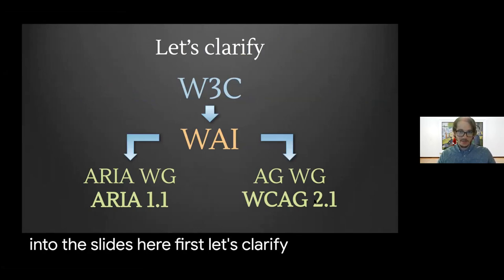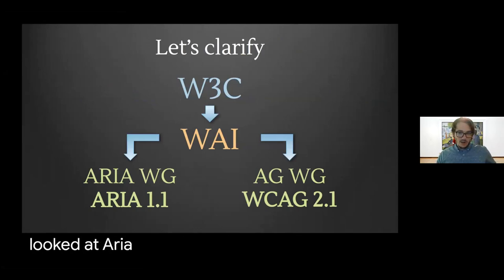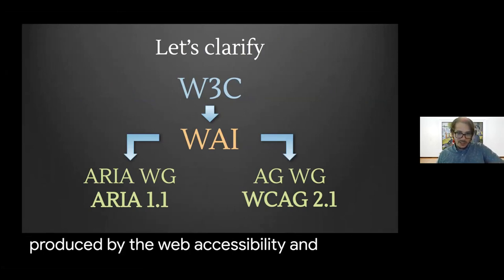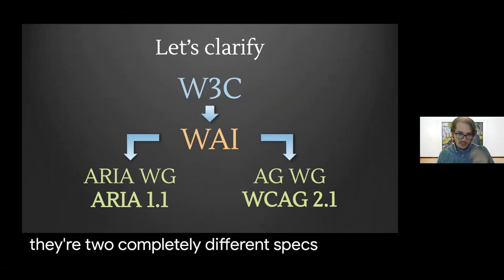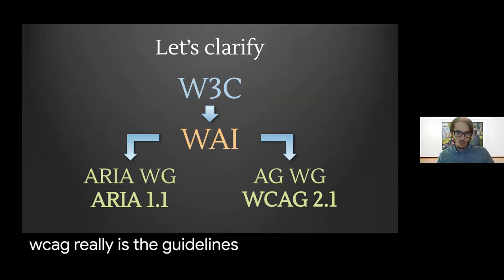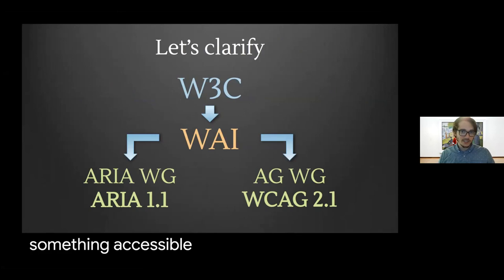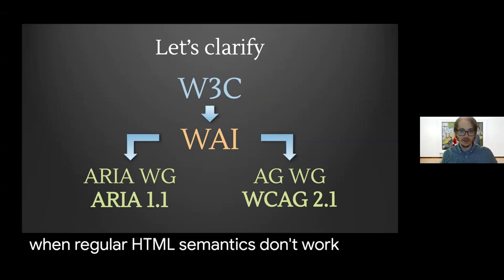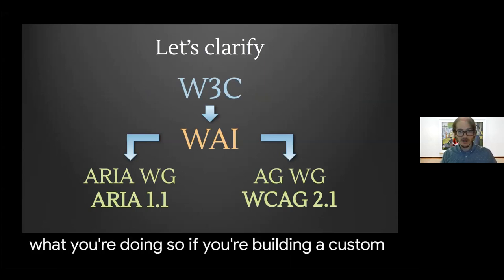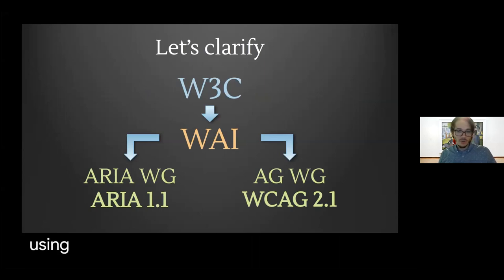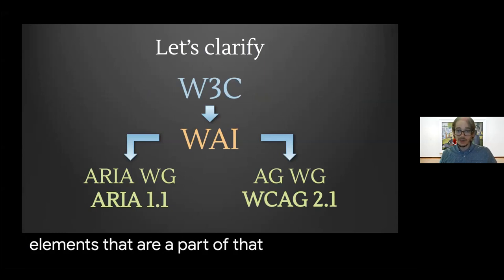First, let's clarify the spec. We looked at ARIA 1.1 and WCAG 2.1. They're both produced by the Web Accessibility Initiative, but they're two completely different specs. The WCAG really is the guidelines for what makes something accessible. ARIA is just a technology specification for adding additional semantics when regular HTML semantics don't work for what you're doing. So if you're building a custom component or custom control, maybe you're using custom elements, and those host elements that are a part of that don't have any built-in semantics, that's when ARIA comes into play.